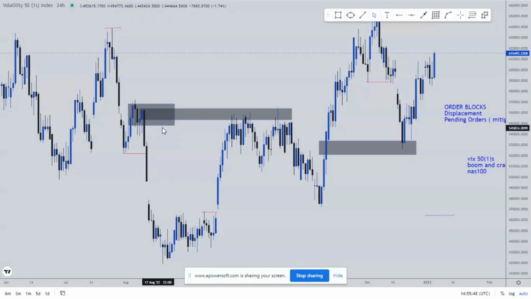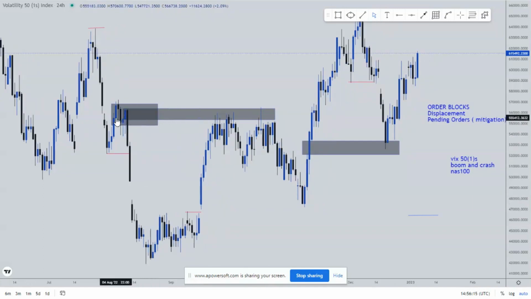So now this is the area. As we are moving, we break structure. Remember, by the way, this is volatility 50 (1s) on the H1. So it brings in even the concepts of order flow. As we move up and break structure, now on M15 you can be looking for buying opportunities. What are you waiting for? You're waiting to look at this area here, how the market is going to react.